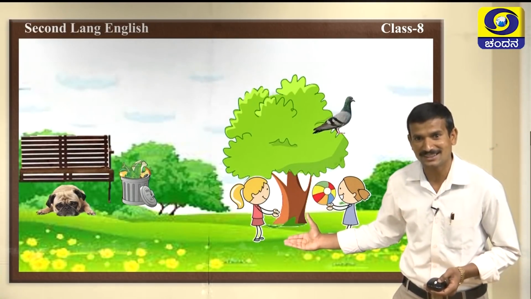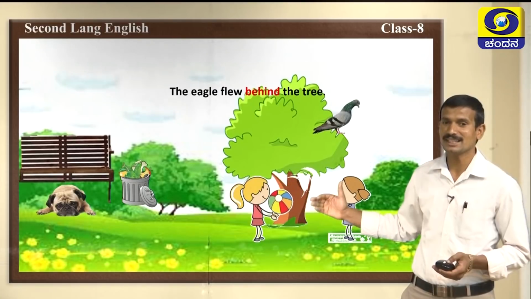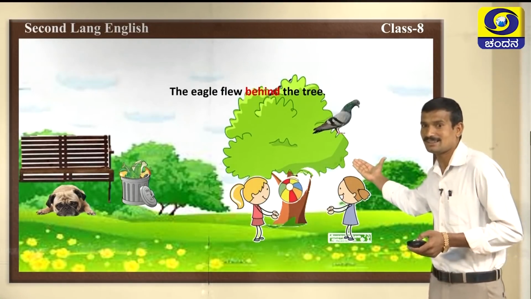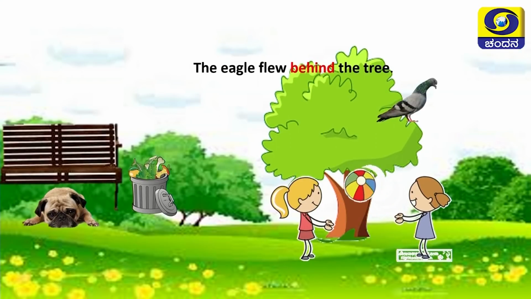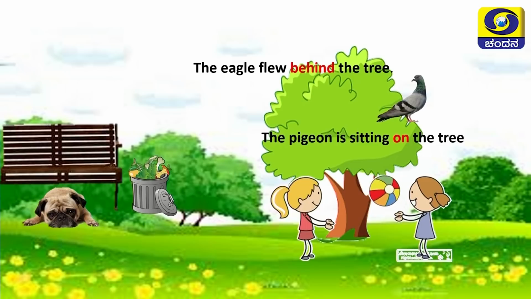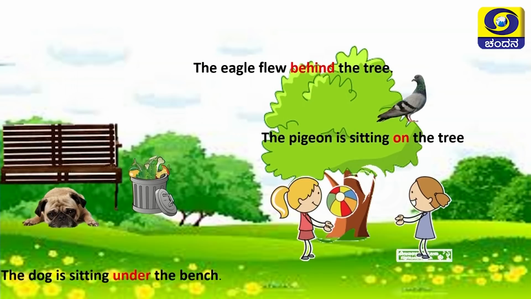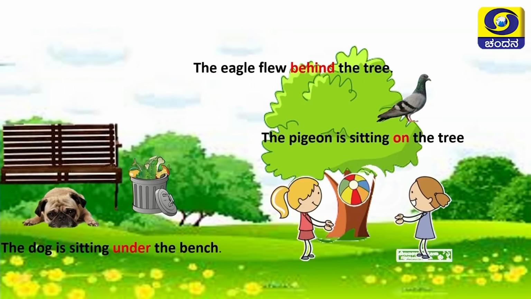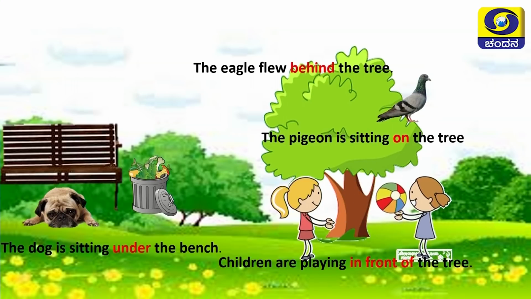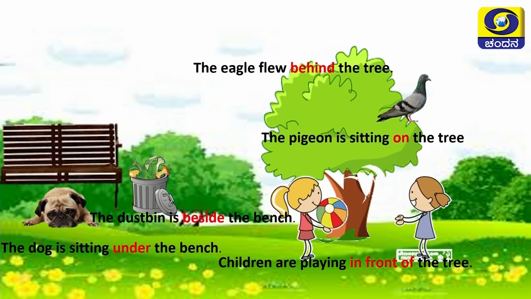The first one is, see, where is the eagle? The eagle flew behind the tree. Next, the pigeon is sitting on the tree. Next one, the dog is sitting under the bench and children are playing in front of the tree. The dustbin is beside the bench. Behind, on, beside, under, in front of.